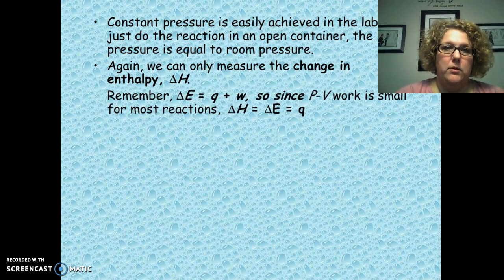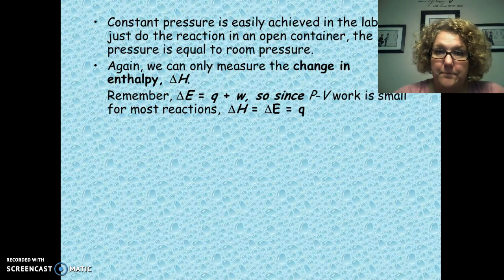So remember, delta E equals Q plus W. Since pressure volume work is small for most reactions, generally what we're going to be doing is saying that the change in energy is equal to just the Q. If there's no gases formed, then there was no work done. So you're only going to have Q. You're only going to have heat being gained and lost by the system. And when that's the case, the enthalpy is going to be the same as Q.